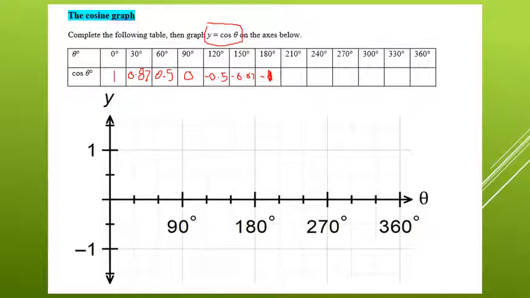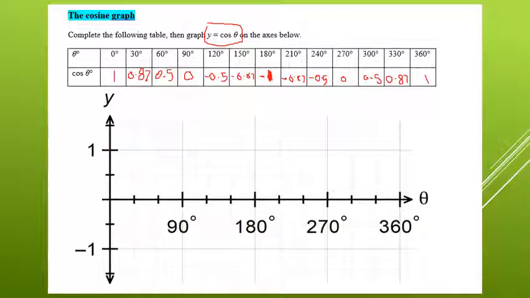Next slide has all these nicely typed out. 210 degrees is negative 0.87. 240 degrees it's negative 0.5. At 270 degrees it's 0. 300 degrees it's positive 0.5. 330 degrees it's 0.87 positive. And when we get back to 360, the value of cos of 360 is 1. So now we can plot all these points.